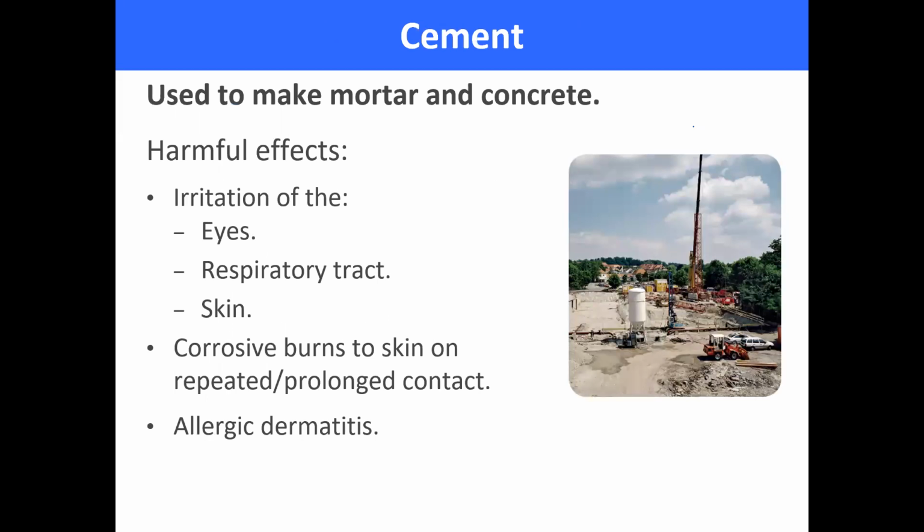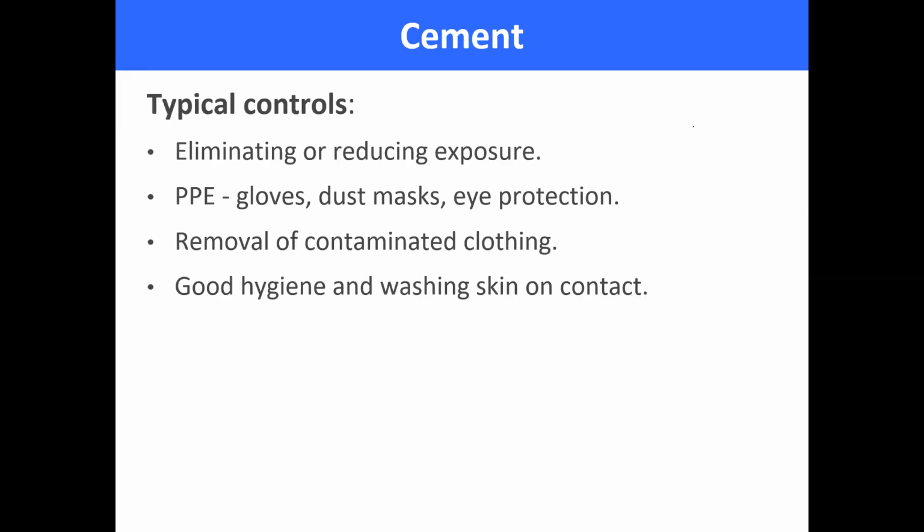Another common chemical hazard which we use on site is cement. Cement is very, very dangerous. It is used to make mortar and concrete. The harmful effects are that it will cause irritation in the eyes, respiratory tract, and the skin, and it can cause burns and dermatitis as well.